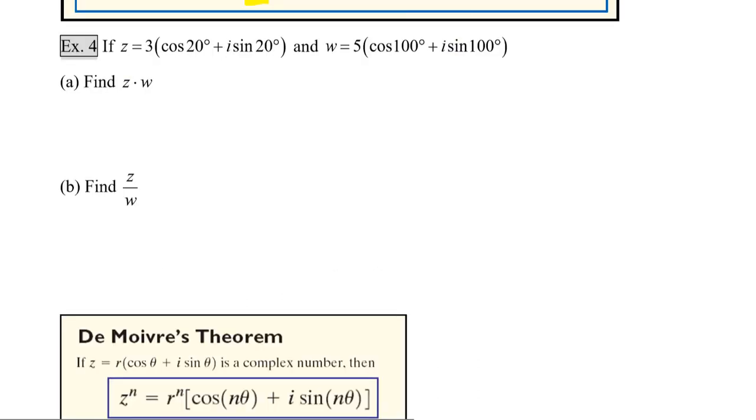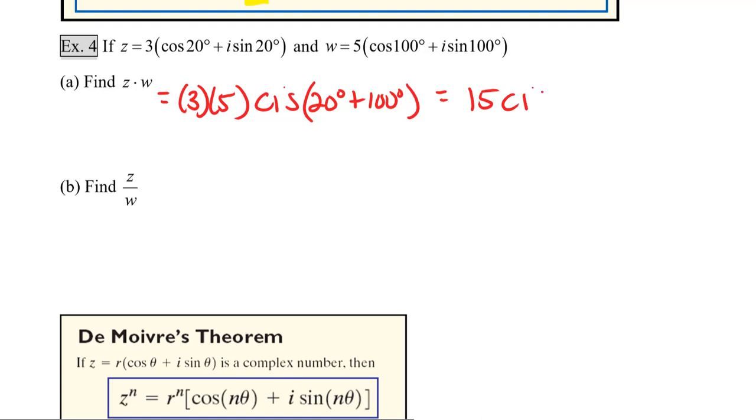Example 4, if z equals 3 cis 20 and w equals 5 cis 100, part A, we're going to find z times w. So this is going to be equal to my two r's multiplied together, 3 times 5, and then I'm going to add my thetas together, 20 degrees plus 100 degrees, and I get 15 cis 120 degrees.